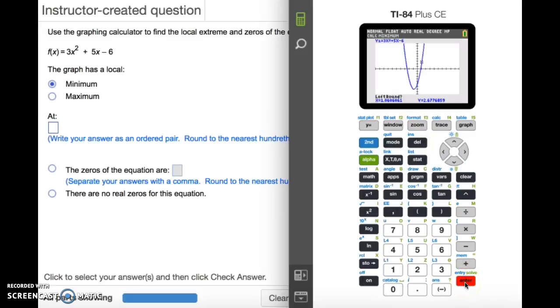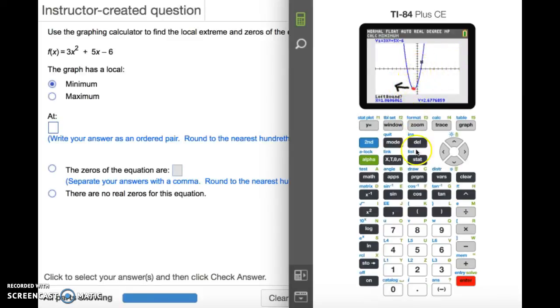Now, this is the part where students have the hardest trouble. My minimum value is going to be down here. Let me see if I can mark it. This is where my minimum is. All right, this blinking cursor, the calculator is telling me to put the cursor on the left side of this minimum. So if this is where my minimum is, my left side is somewhere over here.